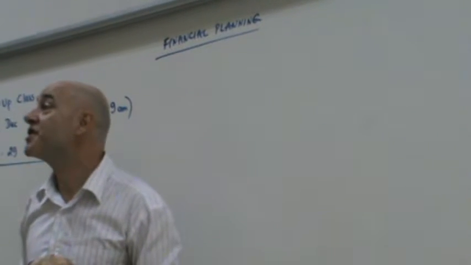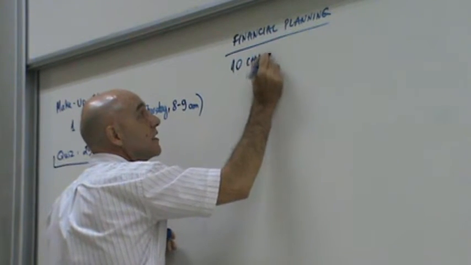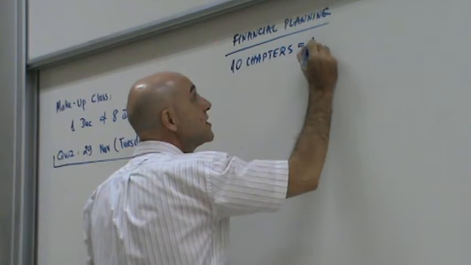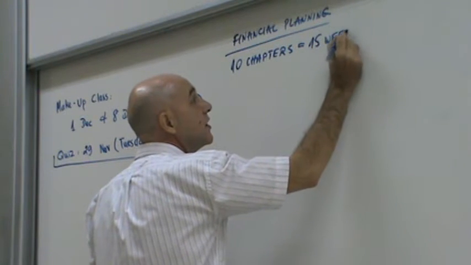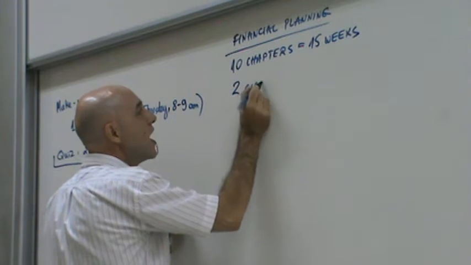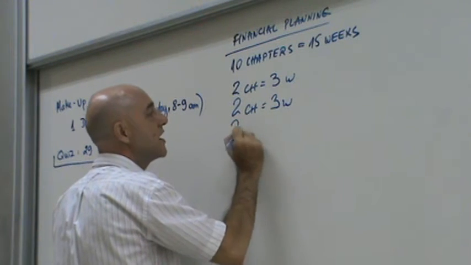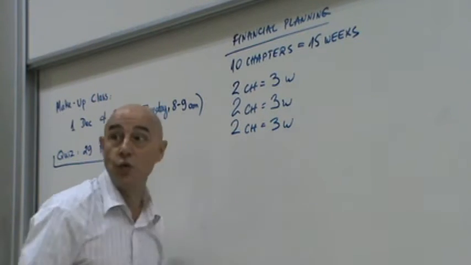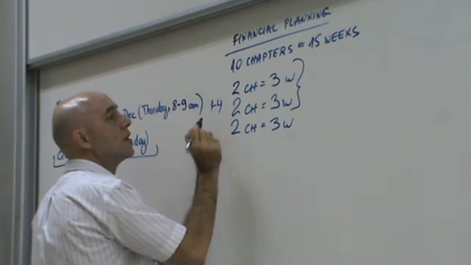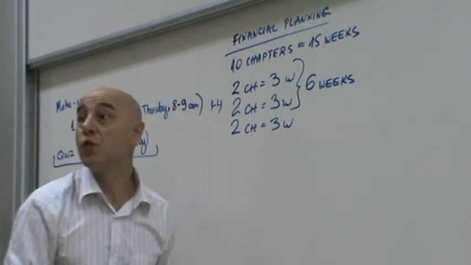The planning goes about like this. We have about 10 chapters to cover, and that means 15 weeks, okay? This means 2 chapters are 3 weeks, then the second 2 chapters are 3 weeks, and then the next 2 chapters are 3 weeks, okay? So, chapters 1 to 4, we have budgeted roughly 6 weeks.